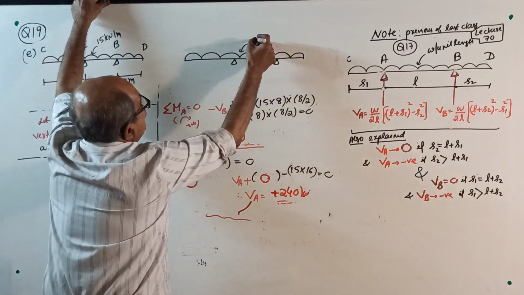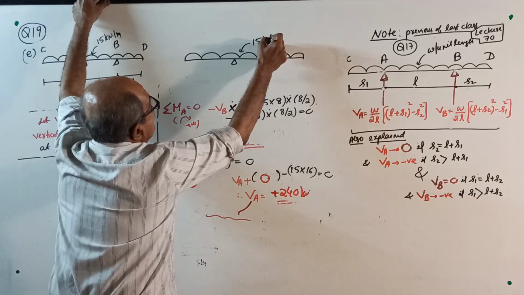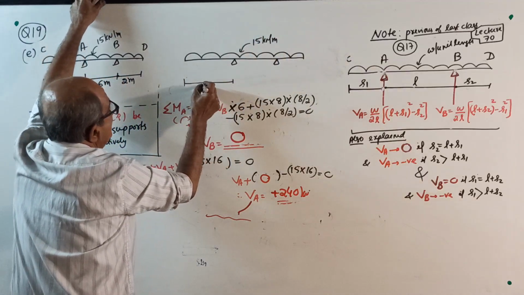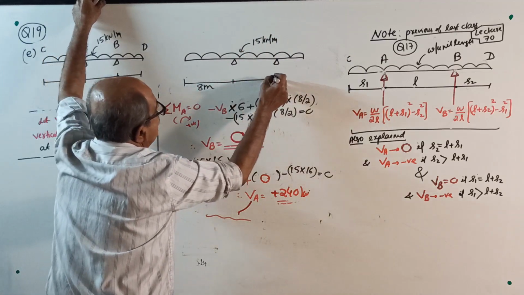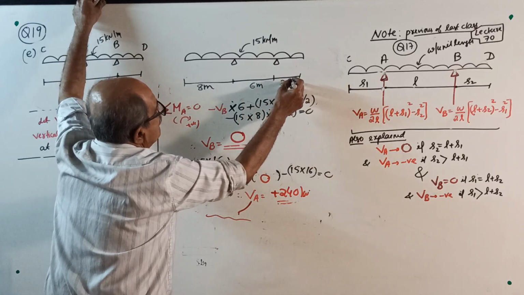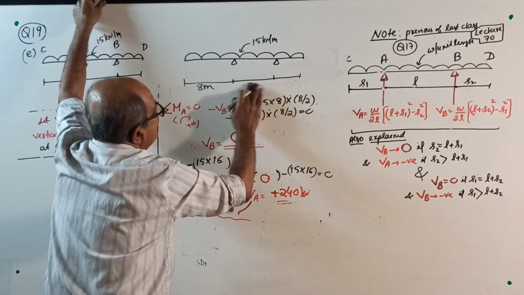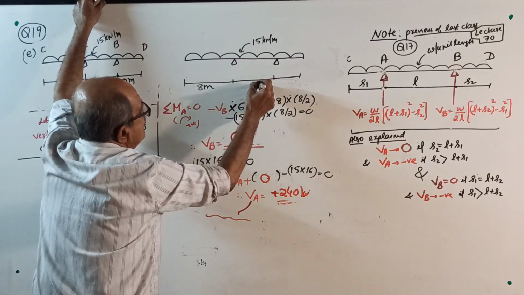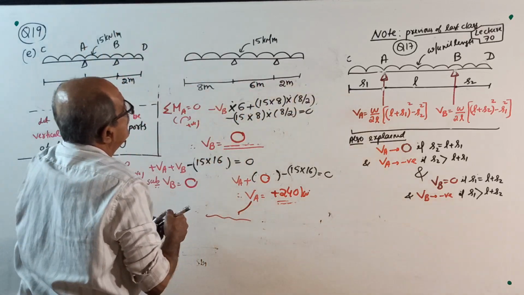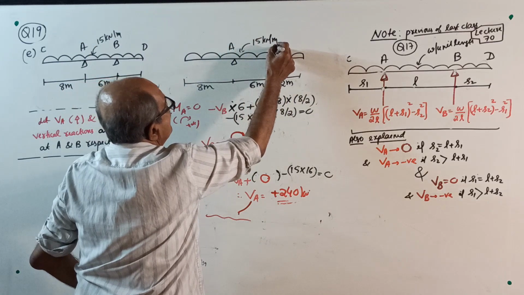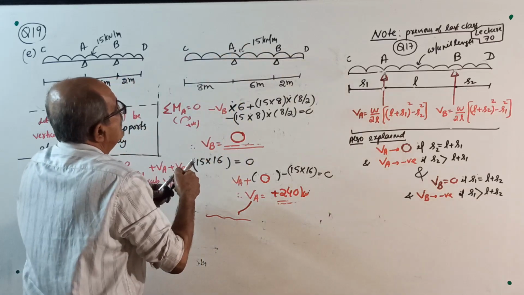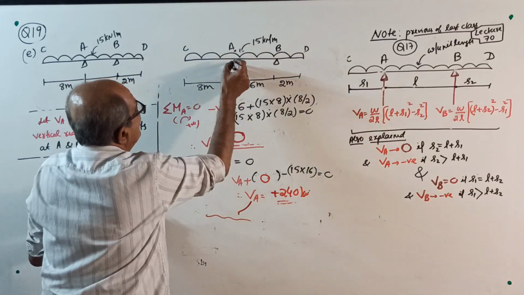UDL is 15 kilonewton per meter. This length is 8 meter. This is 6 meter. This is 2 meter. Okay. Because of the wet surface, it is not bright. Okay, 2 meter. Okay. Now, ABCD once again. ABCD. Take moment about A. Sorry, I don't have VA, VB yet.